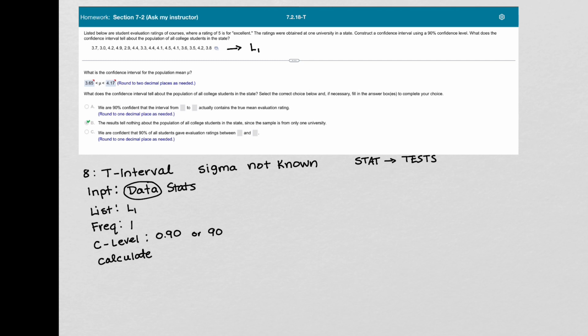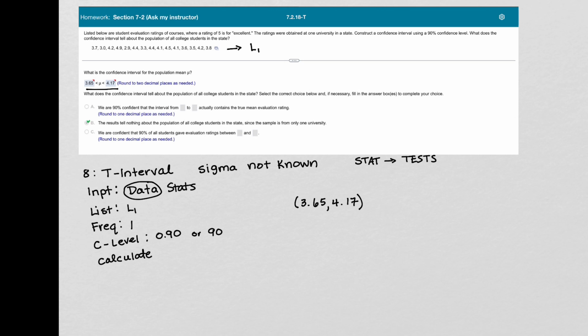And what I get for a confidence interval, and let's see, we want this rounded to 2 decimal places. So this is going to be 3.65 to 4.17. So that's our confidence interval here.